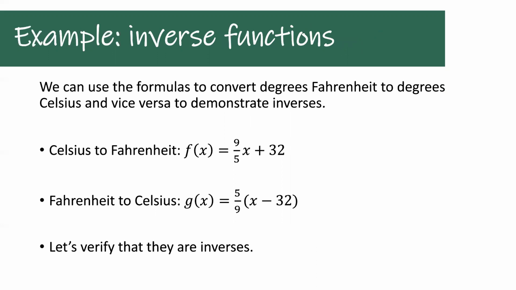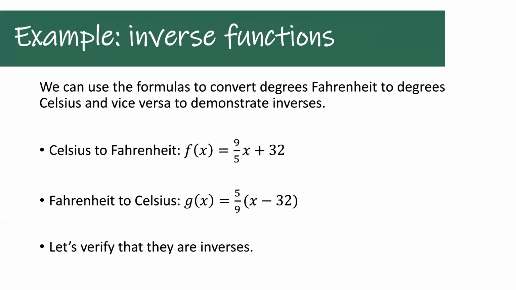So let's look at an example. We can use the formulas to convert degrees Fahrenheit to degrees Celsius and vice versa to demonstrate our inverses. These are actually going to be inverses of each other. So to get Celsius to Fahrenheit, we're going to have f of x equals 9/5 x plus 32. And to get Fahrenheit to Celsius, we're going to get g of x is 5/9 times the quantity of x minus 32. So first, let's verify that they are inverses.